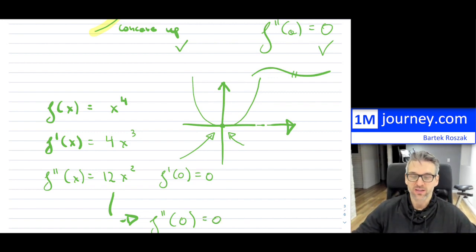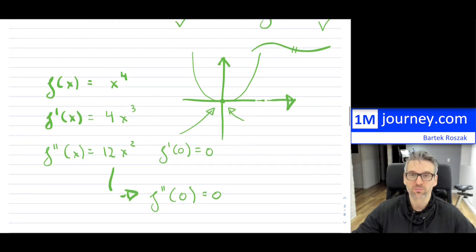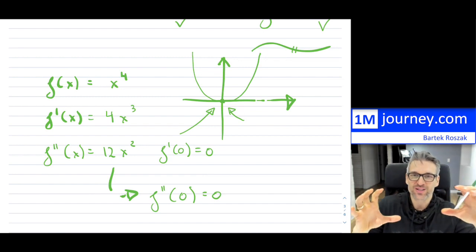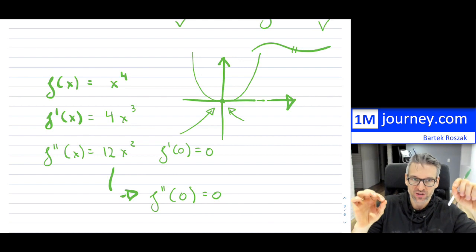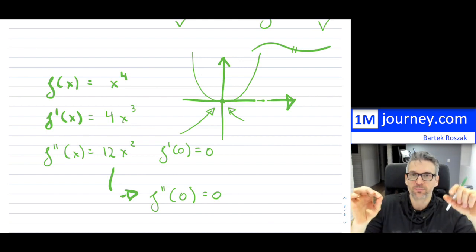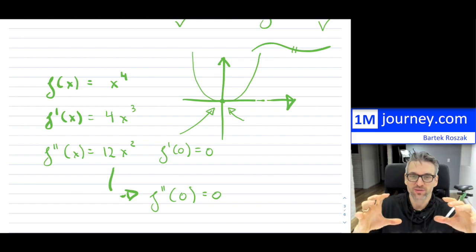And now you might think, well, is this an inflection point? It's only an inflection point if the function changes from concave up to concave down, or from concave down to concave up. That's an inflection point. It means it's a change in concavity. If the concavity changes from up to down or from down to up, that's called an inflection point.